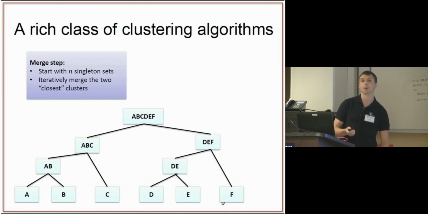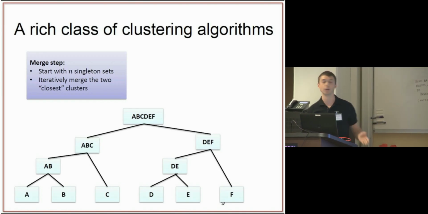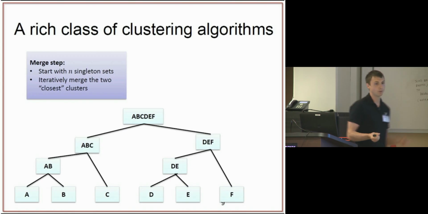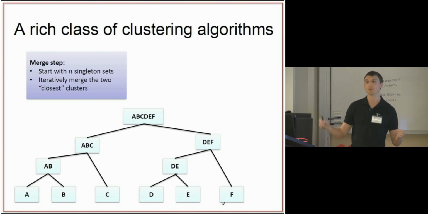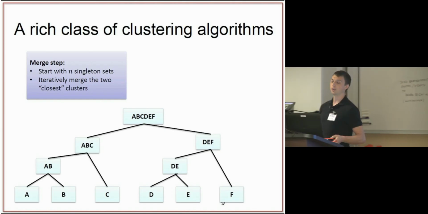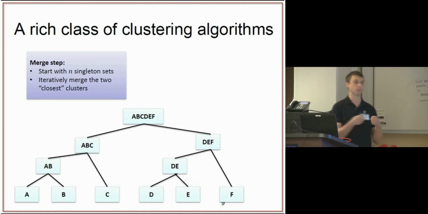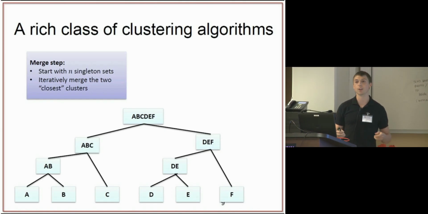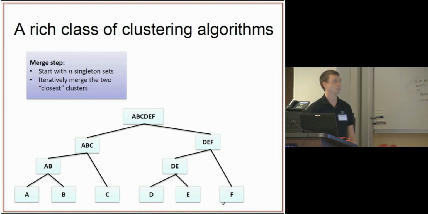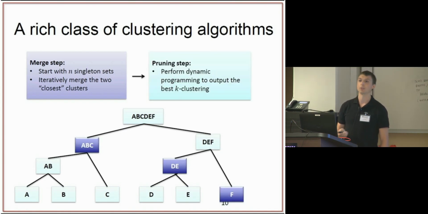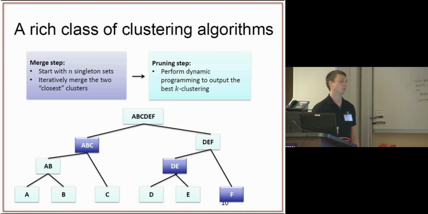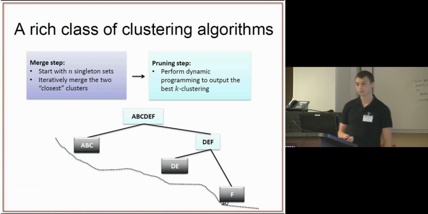This is going to be a merging and pruning paradigm for clustering. We start out with all the points. All the points are just going to be singleton sets, and then we're going to iteratively merge the two closest sets in each round until we have just a huge set with all the points at the root. I'll get to what I mean by closest in just a second. The second step is going to be the pruning step. We use dynamic programming to find the best k-clustering from the tree.